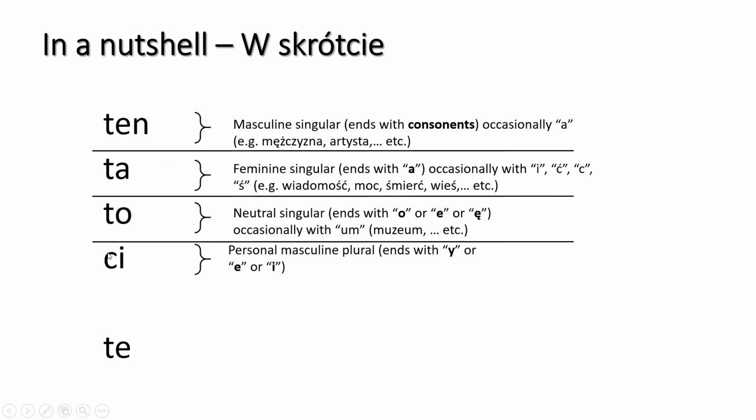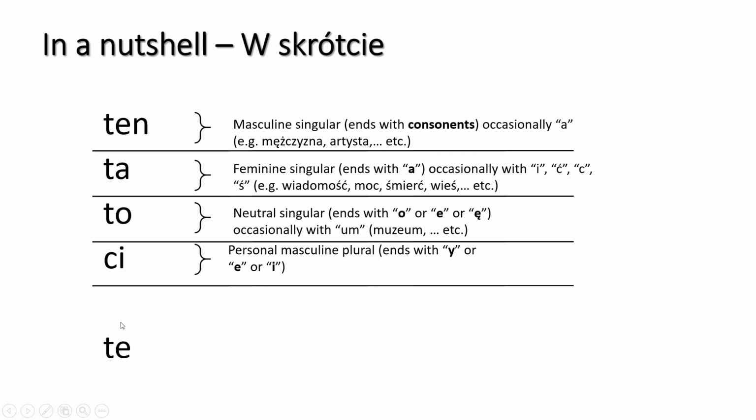Ci, we added for ten masculine singular that were human. They become ci, these. Personal masculine plural ends with i or y or e, as we said. Now te is all the rest, so you can think of it like this. In plural you have ci and te. Ci means these, and it goes for masculine personal plural, so everything plural that is human, that is not animal nor object. The rest, feminine, objects and everything, they take te.